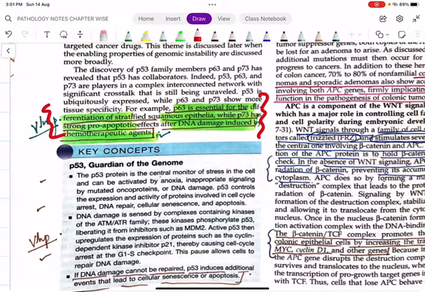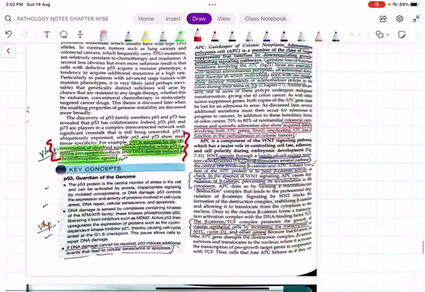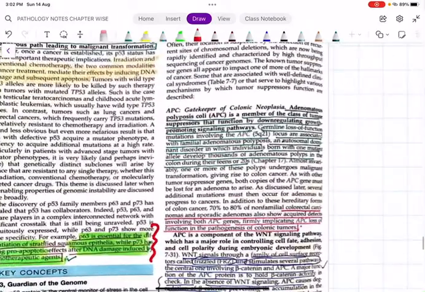A question was once asked in the JIPMER entrance exam: which of the following genes promotes apoptosis of damaged cells as a result of chemotherapy? The answer is P73, not P53. Remember it is P73. P63 is for epithelial cell differentiation. Then coming to other things, one is APC, adenomatous polyposis coli.